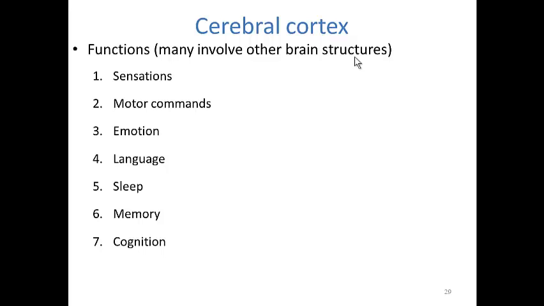So the cerebral cortex is involved with a lot of different functions. It's involved with our ability to perceive sensory information and make sense of that information. It's involved with sending out motor commands to control our muscles. It's involved with emotions and language. So it helps us to not only understand language, but produce language. It's involved with sleep, memory, and cognition.